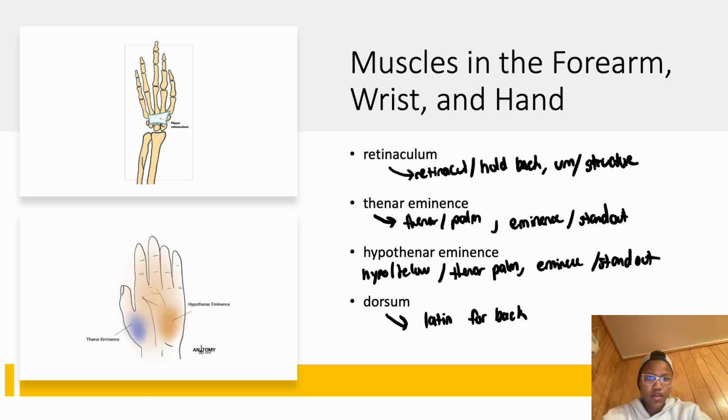Next, we're going to have the hand. So they have muscles in the forearm, wrist, and hand. The retinaculum means to hold back, and it means structure. So this is a fibrous band of fascia that passes over the tendons in the wrist to help keep them in place. And then we're going to have the thenar eminence. Thenar means palm, eminence means stand out. Hypo means below, thenar, palm, eminence means stand out. So we have the two eminences. One is at the base of the thumb, one is at the base of the fifth digit, and they're basically just made of muscles. The thenar eminence function primarily is to control the thumb. And then lastly, we have dorsum, which means back, and so dorsal, back. So it just means to pertain to the back of the hand.